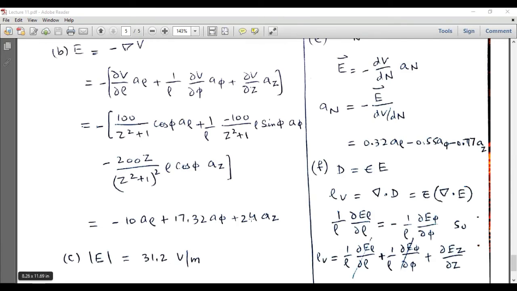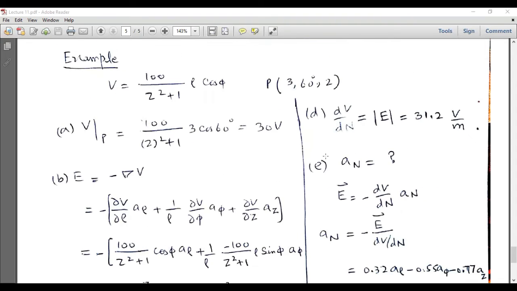The magnitude of that electric field can also be evaluated by taking the squares of each component, adding them and then taking the square root. So magnitude of E is equal to 31.2 volts per meter. Then we have to evaluate dV over dN. dV over dN is also equal to the magnitude of electric field, so it is also equal to 31.2 volts per meter.